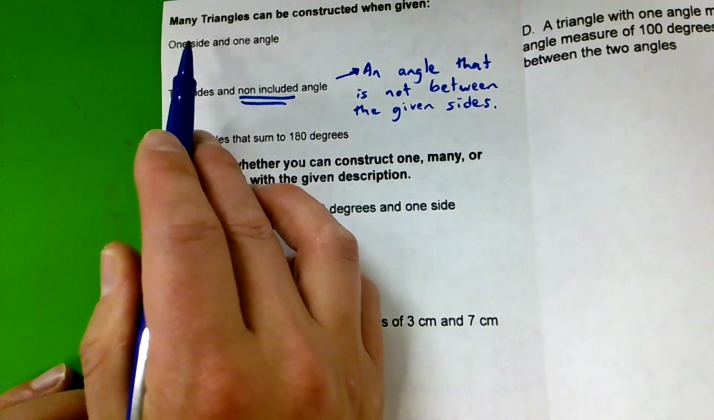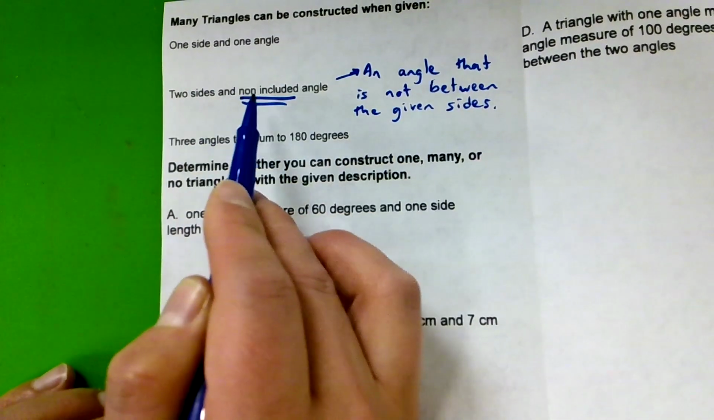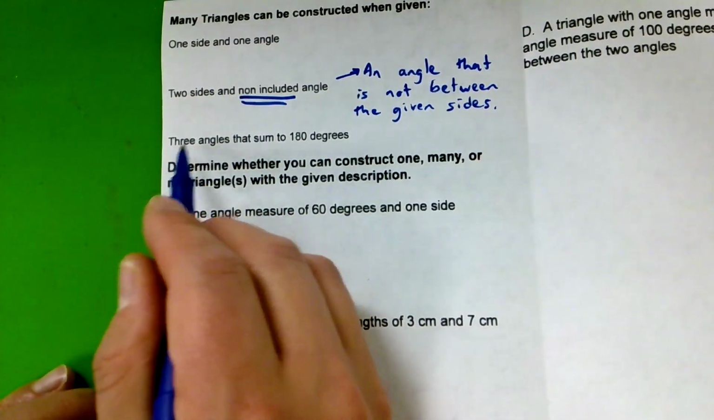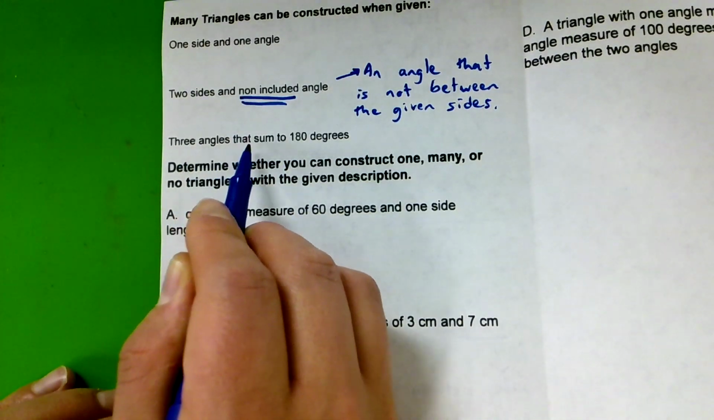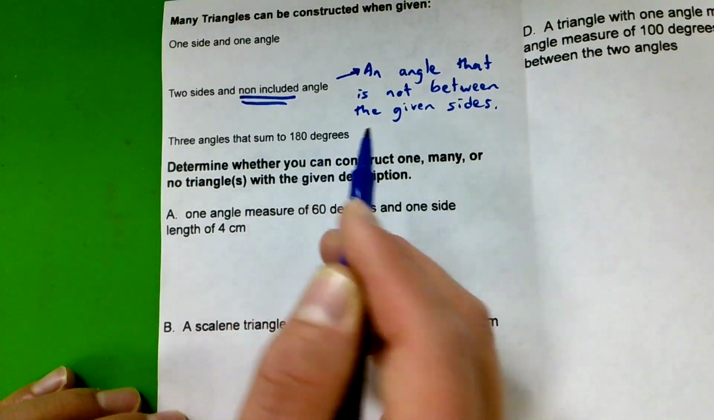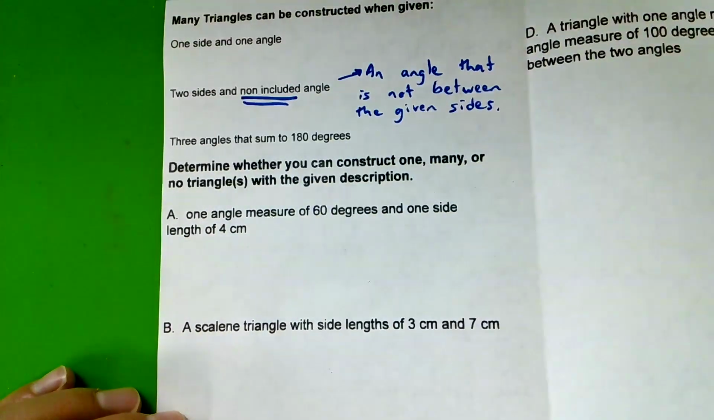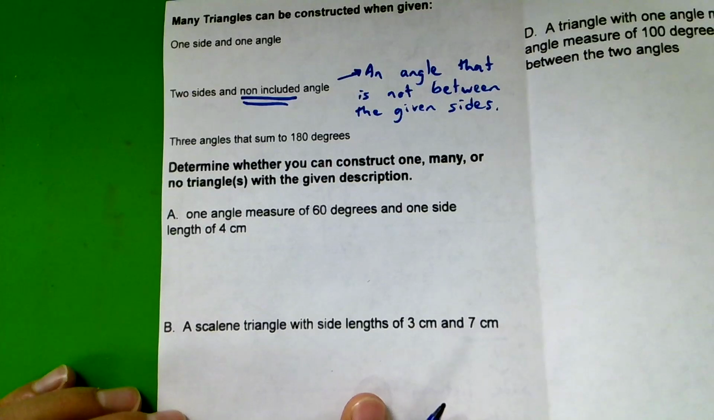Then, the last one in which many triangles can be constructed. So there's 3 possibilities here. We have one side and one angle, 2 sides and a non-included angle. The third possibility that will make many triangles is if you are given 3 angles that sum to 180 degrees. You can make many triangles. 3 angles that add to 180 degrees.